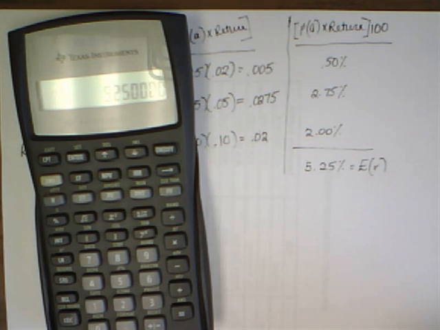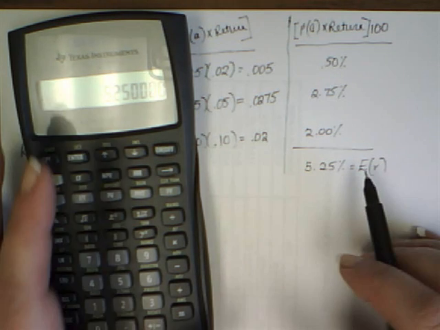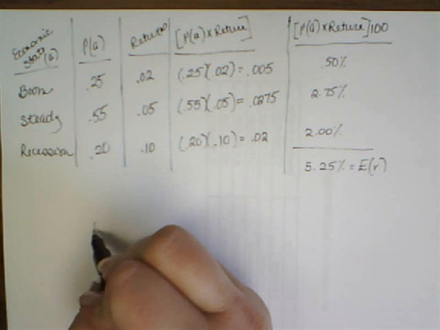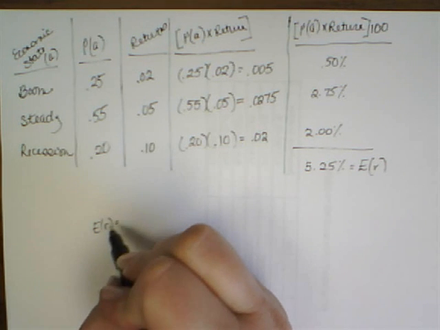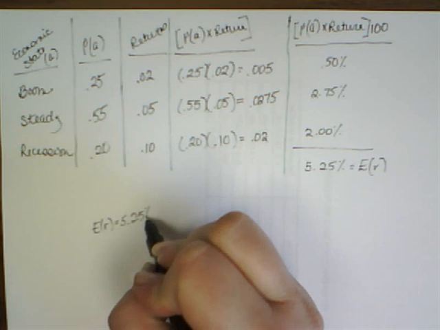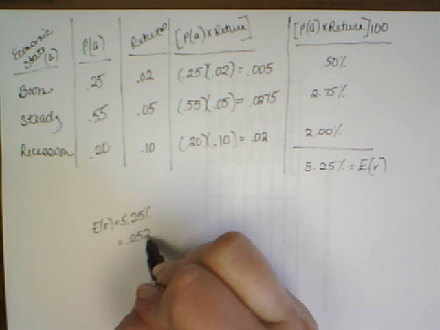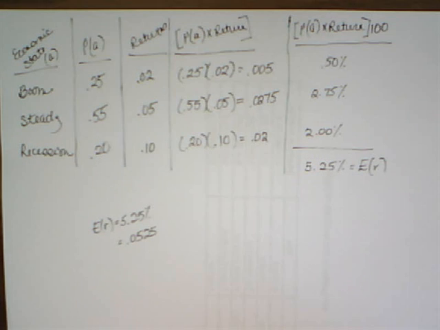Okay. Now in the second part of this, we're going to calculate the variance, but we're going to use the expected return. So since we're going to have to refer back to it, I'm going to write it over here just so that it stays right there in our face, 5.25% return, and then of course the decimal version of 5.25% is 0.0525.